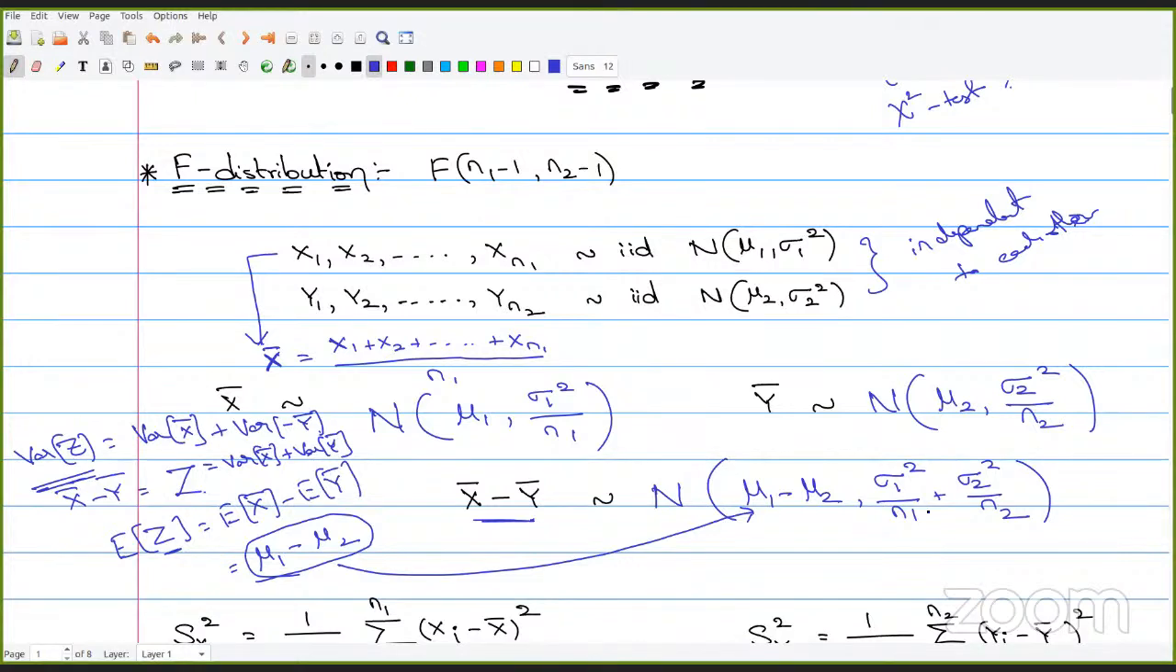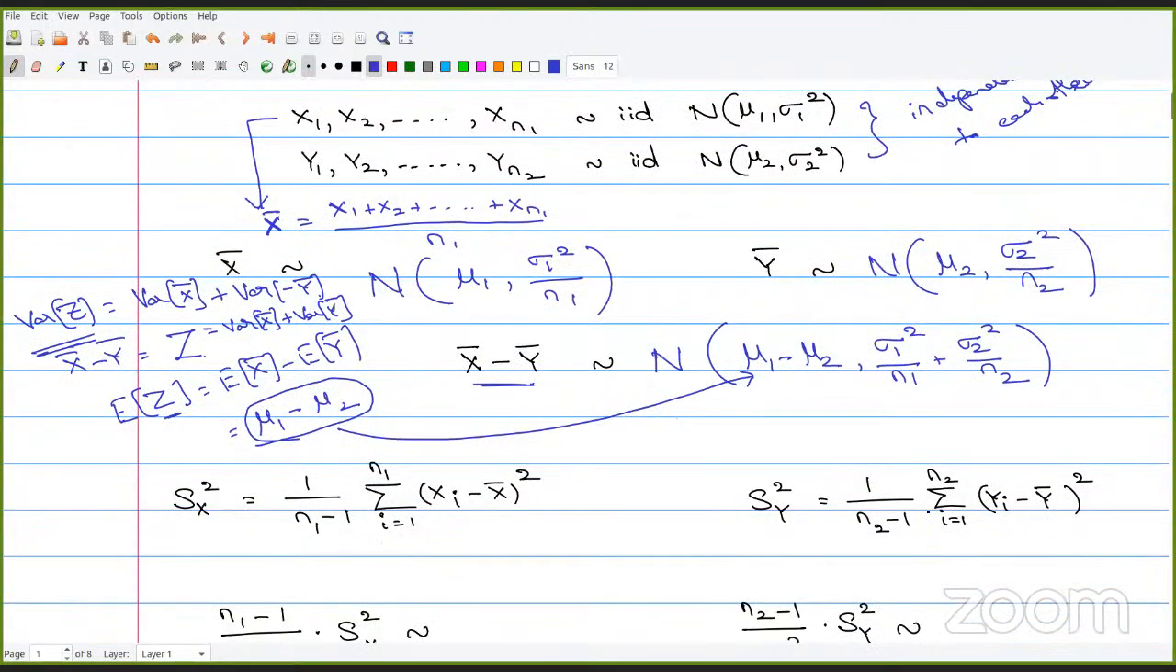So if it is x bar and y bar, the sample mean, and the sample means difference, we know this follows normal mu1 minus mu2, sigma 1 square by n1 plus sigma 2 square by n2.